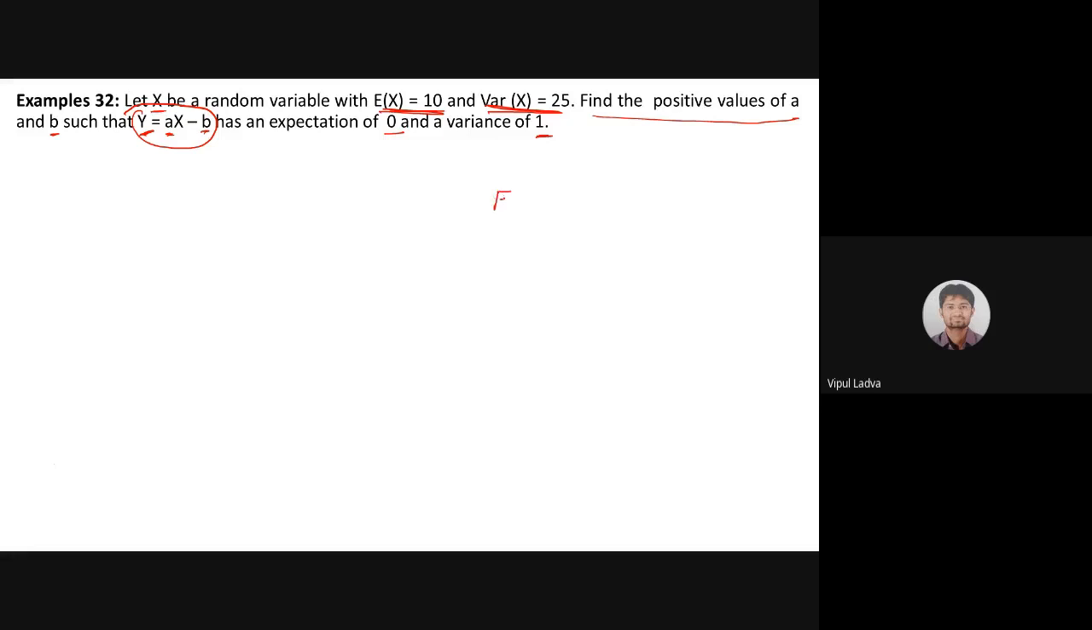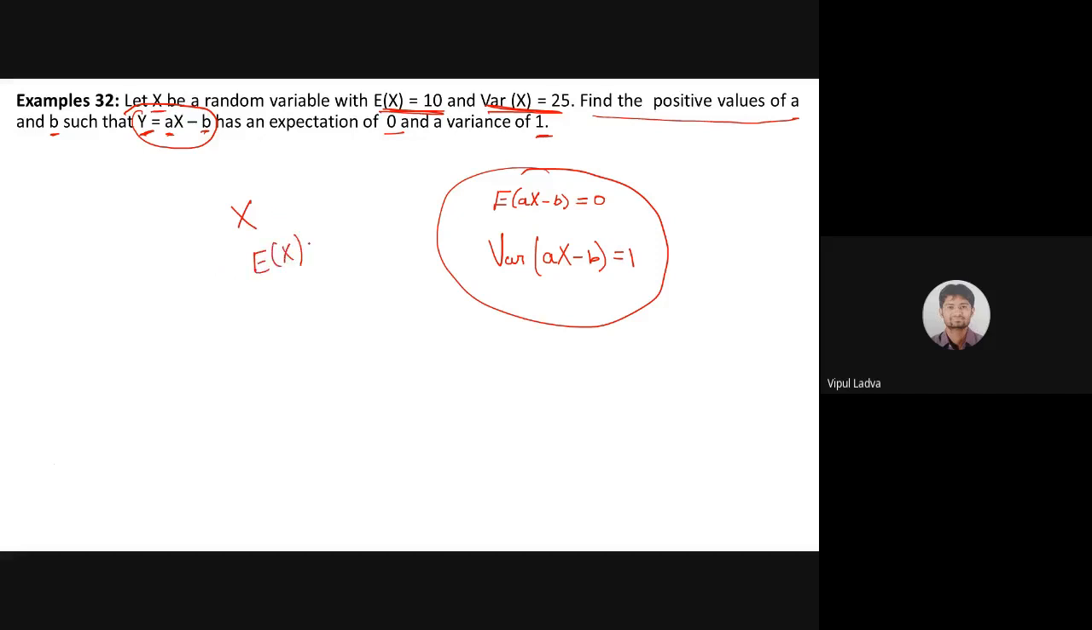Forget about the notation y. I'm looking for a and b such that the expectation of ax minus b should be 0, and the variance of ax minus b should be 1. Are you able to solve this? For the random variable x, we have expectation 10 and variance of capital X is 25. So you need to use some basic properties related to expectation and variance.